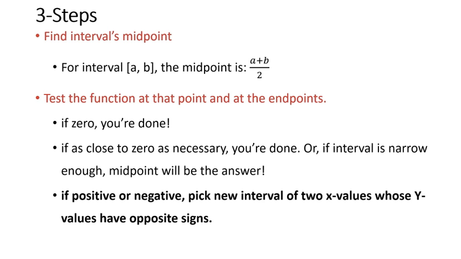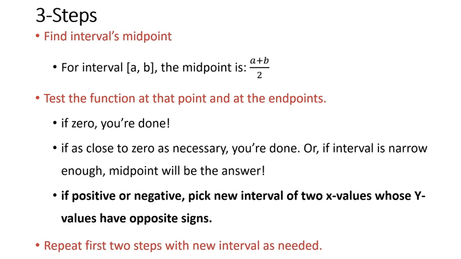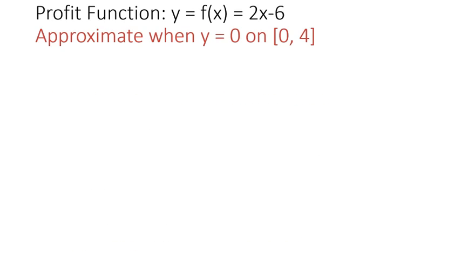Lastly, if when we plug in these points we get a positive number or a negative number, we're going to have to pick a new interval that's going to be smaller. This interval is going to have 2 x values whose y values have opposite signs, one positive and one negative. Once we pick that new interval, we're going to repeat the first 2 steps and then just keep on going through until we find our 0. So let's look at an example.